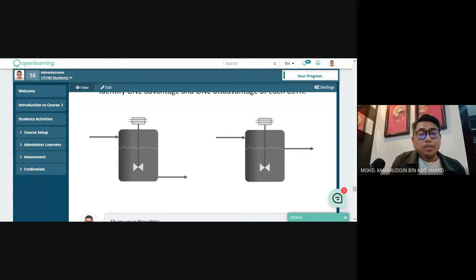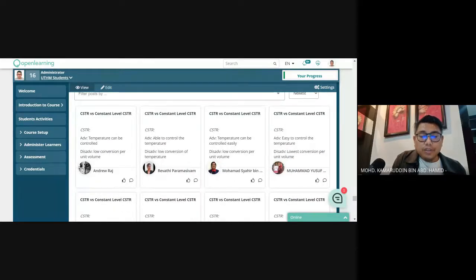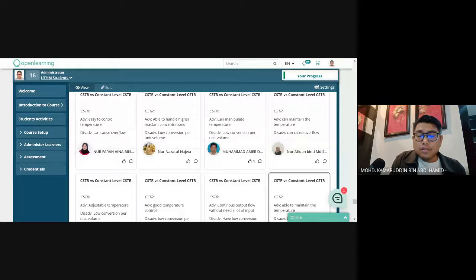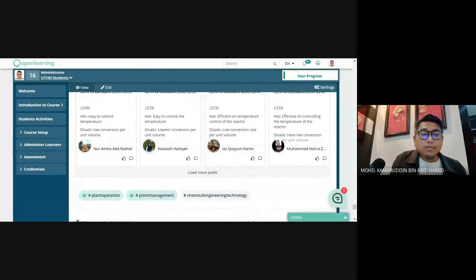All right, so what you need to do for this, please comment. I will also comment on this. For example, the statements about advantage and disadvantage. So you can make some correction here. Low conversion per unit volume, I don't think that is a disadvantage.